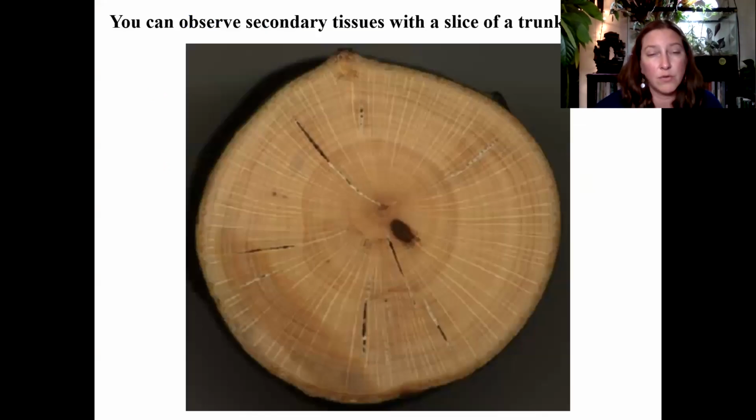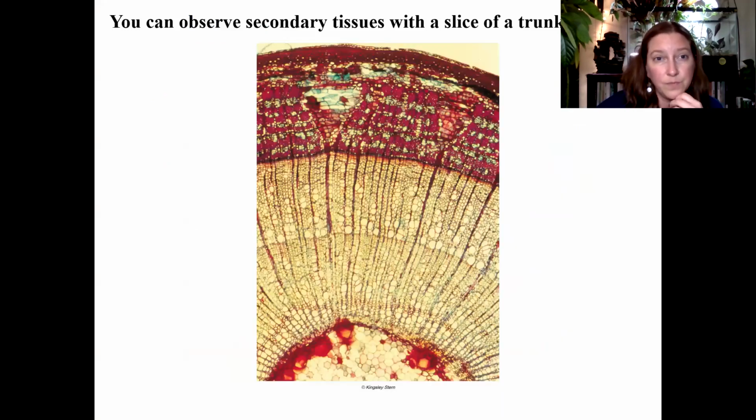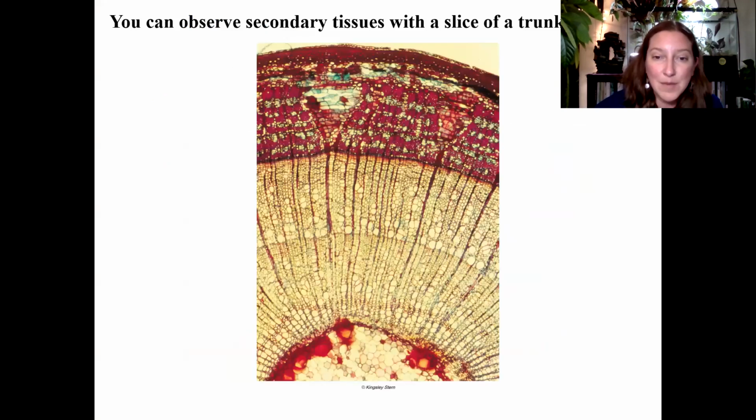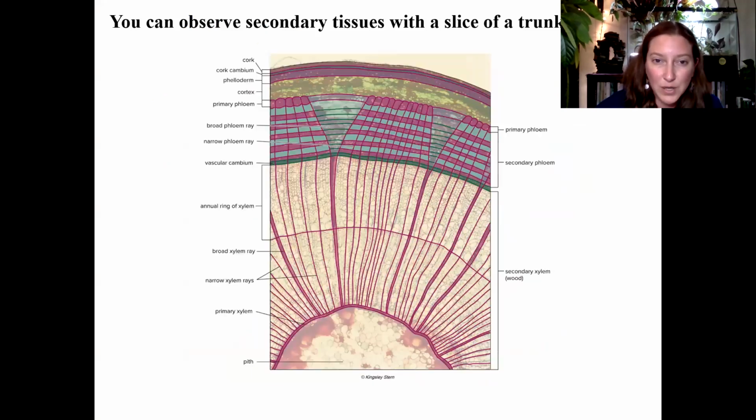Here is a cross section through a trunk, and you can see secondary tissues when you're looking at a slice of a trunk. Here's a microscope slide showing you a slice through a very small trunk, because this has to fit on a microscope slide, right? Here is the same exact thing. This is an actual picture, and this is a drawing on top of that picture to show you some of these things.